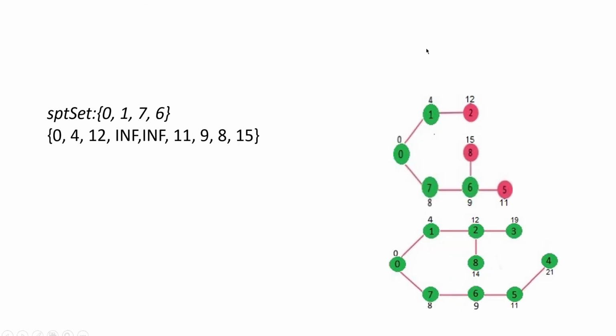So if we perform Dijkstra's algorithm in this way, finally we will construct the shortest path tree like this, as shown on the bottom right. And the value at each vertex indicates the shortest distance from vertex 0 to that vertex.